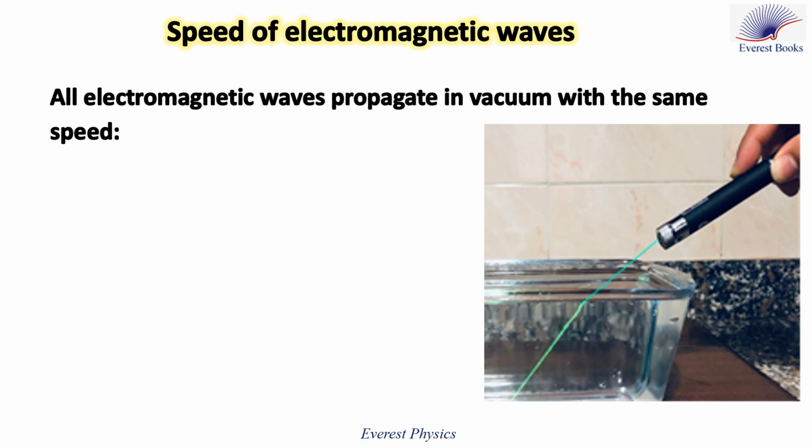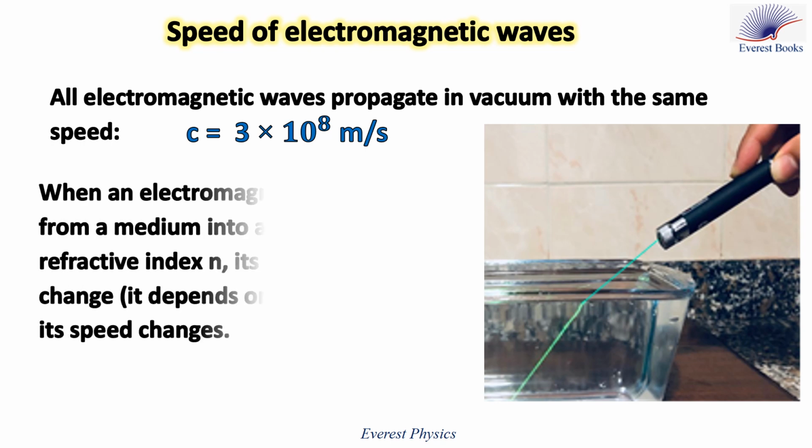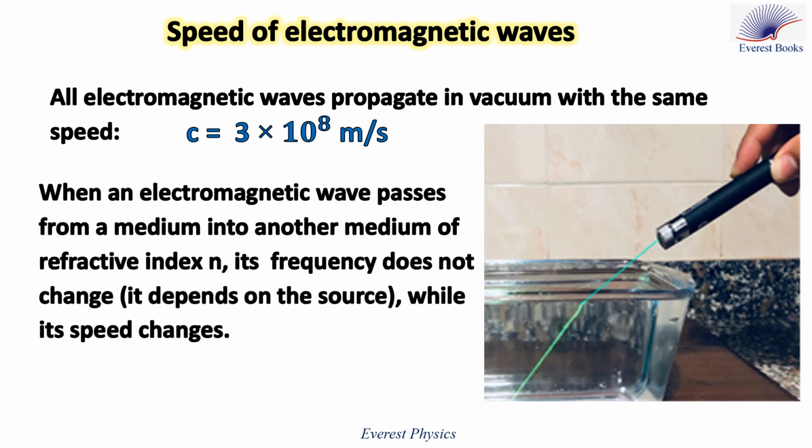All electromagnetic waves propagate in vacuum with the same speed, whose value is 3 times 10 to the power 8 meters per second. But how can we determine the speed of an electromagnetic wave in another medium? Look at this figure. A laser light in air strikes obliquely the surface of water. The frequency of light does not change as it crosses from air into water, since it depends only on the source of this wave, whereas the speed changes, since it depends on the properties of the medium.